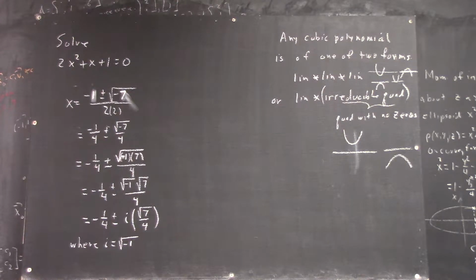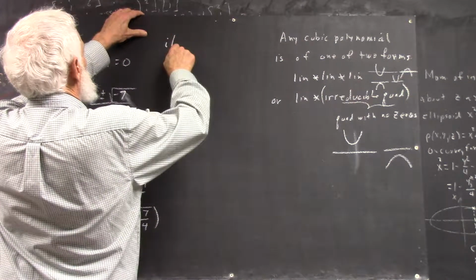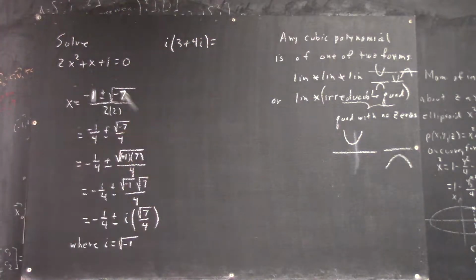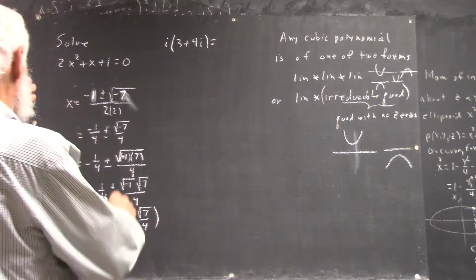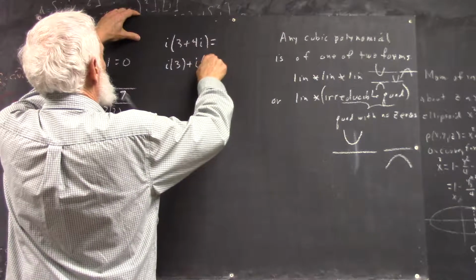Now we have to learn how to do arithmetic with complex numbers: how you add them, subtract them, multiply them, and divide them. So let's start with this one. What's i times 3 plus 4i? I'll give you a hint, you're going to use the distributive law. It's i times 3 plus i times 4i, right?